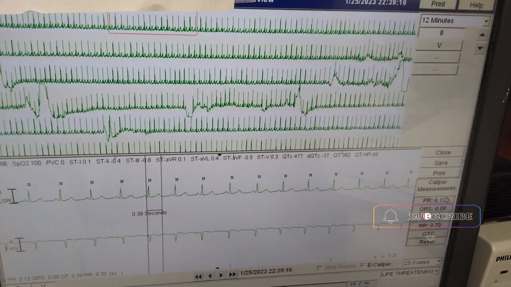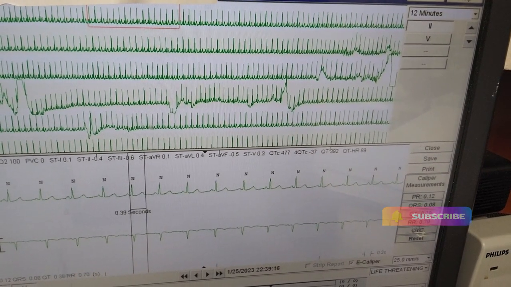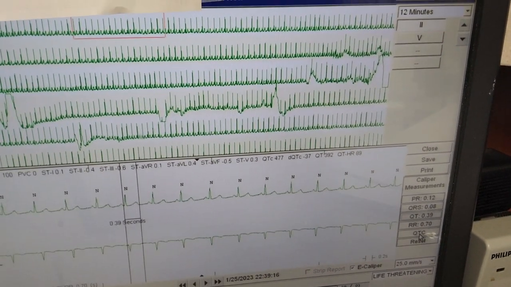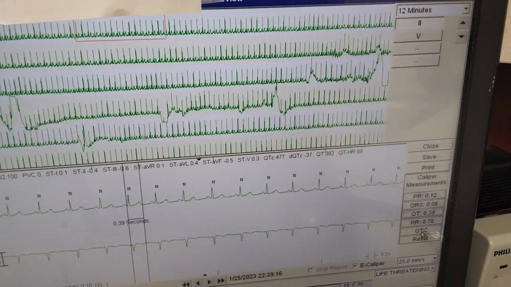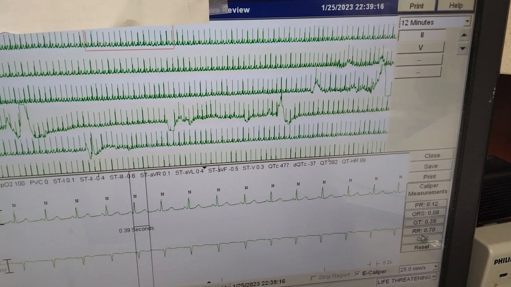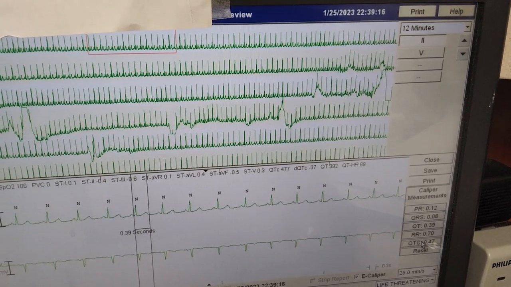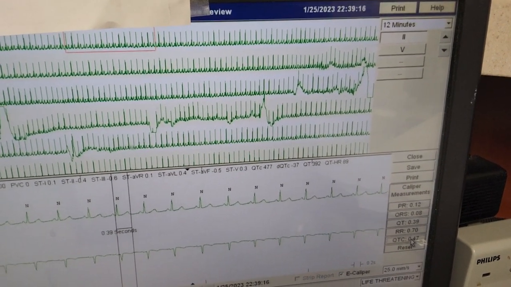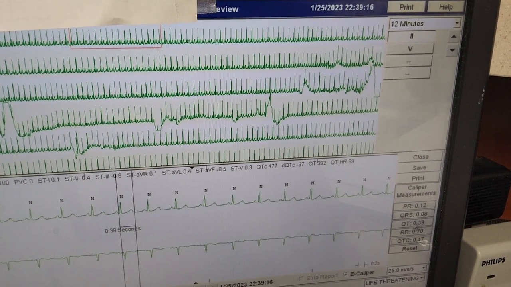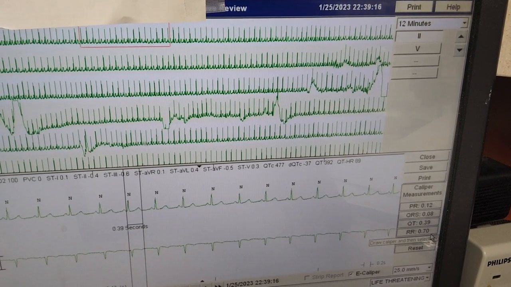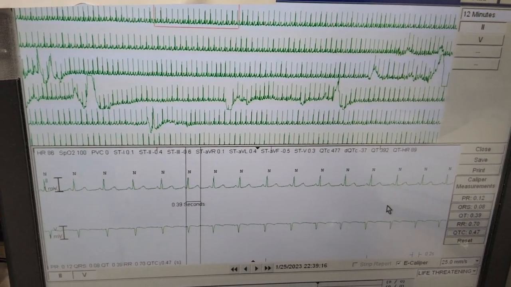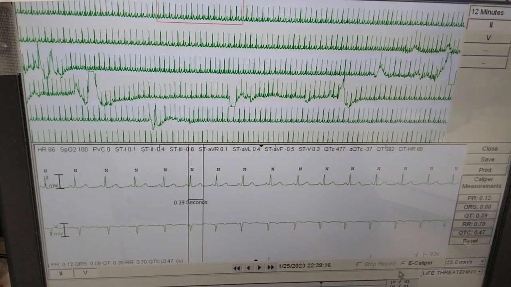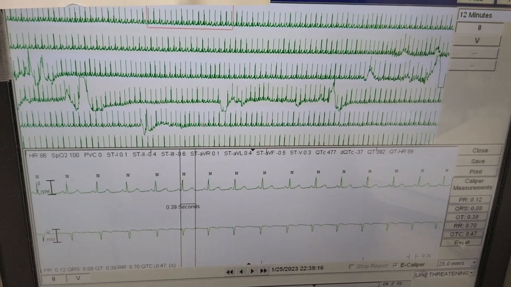So we have now measured the PR, QRS, QT, and RR. Our QTc, the measurements of all these: PR, QRS, QT, and RR. If you just click on QTc, it tells you the value is 0.47. So the most important things here are the PR, QRS, QT, and the RR. So that is the use of the electronic caliper to measure the EKG.